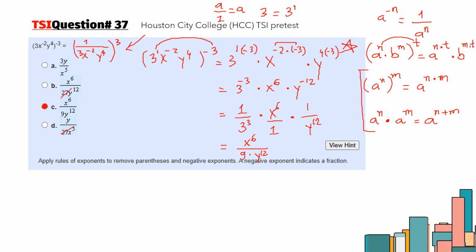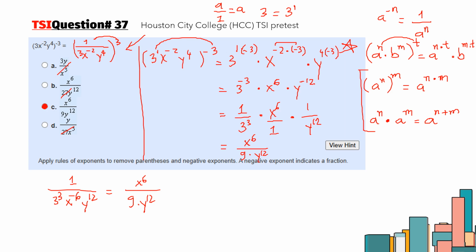Compared to if I continue with the other approach, I still distribute that 3 inside. So 1 cubed is 1. Then we have 3 cubed times x to the negative 6 times y to the 12. The only thing that is negative is the x to the negative 6. It's the same thing, and I flip it over, so it goes on the top and becomes positive, and then I have 9 times y to the power of 12. It's the same thing.